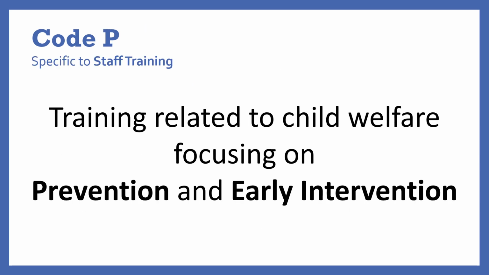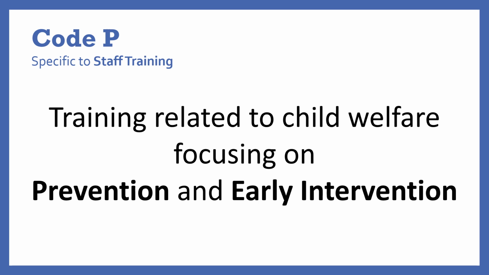For staff who have completed random moments over the past years, you will notice there are two new codes, B3, which we've already gone over, and Code P. Code P applies when staff are either attending or providing training that falls under the definition of child welfare, particularly focused on prevention and early intervention. The main goal of these trainings is to help staff and partners recognize early warning signs and how to support students and families so they can connect them with services before a crisis occurs.